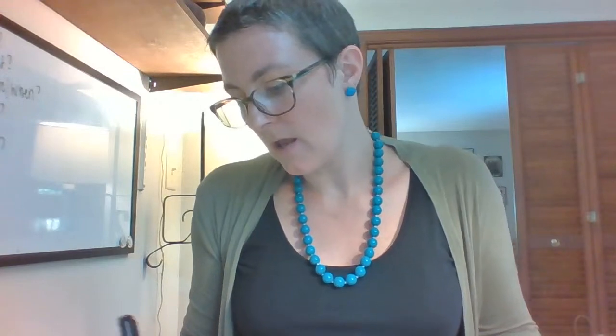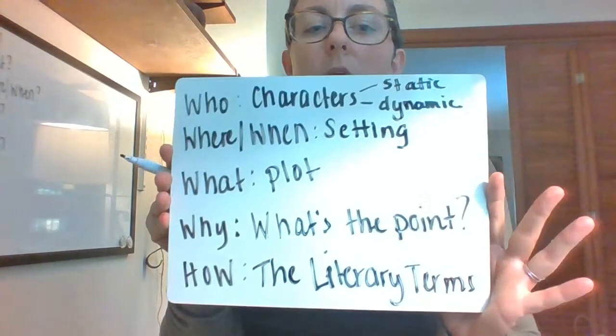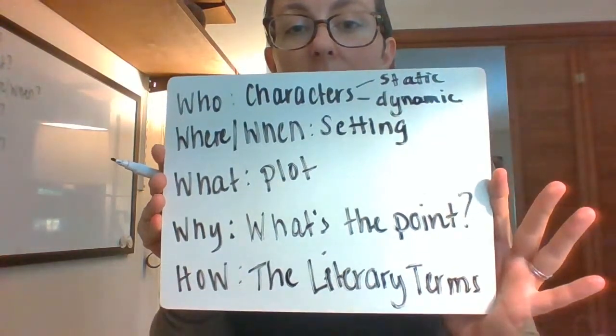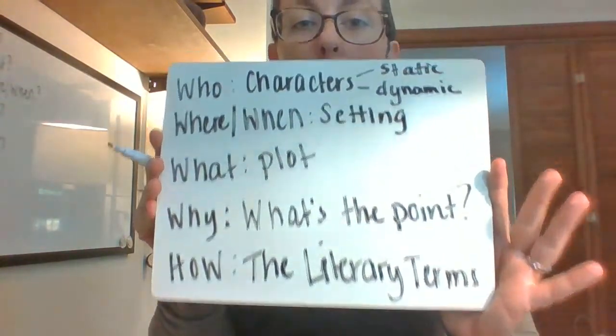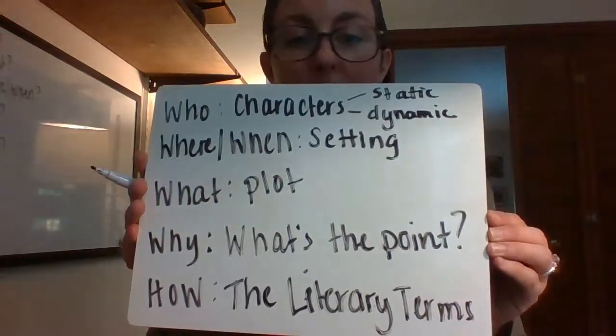So that is exactly what we are talking about today. How does the author use these literary terms to identify for you who the different characters are, what the setting is, what happens in the story, in order to help you get to that, what's the point? Why would you be reading this story? What is the author's goal in having you read this story?